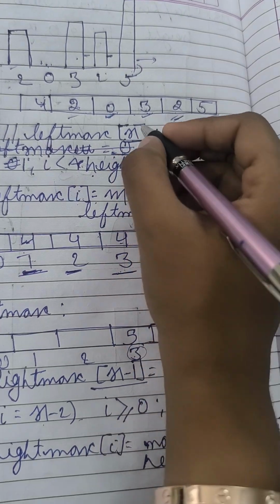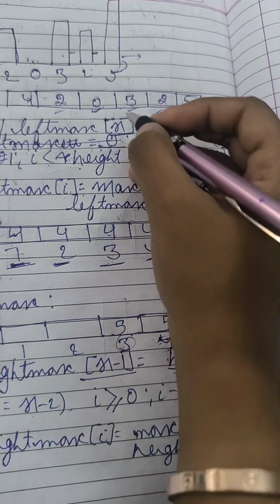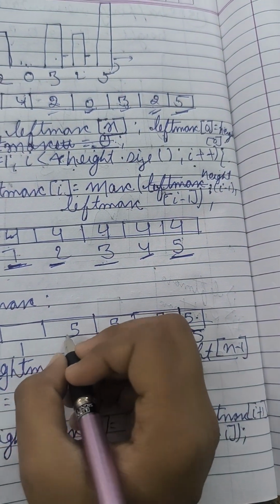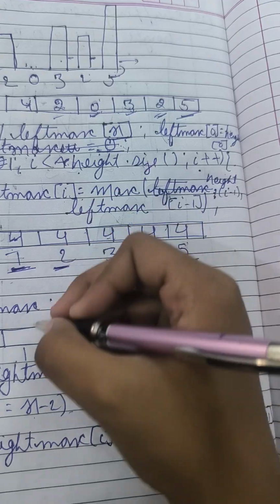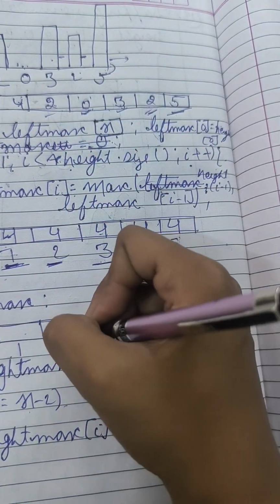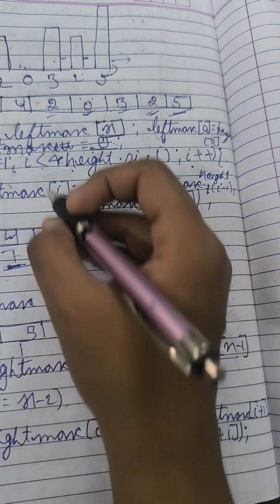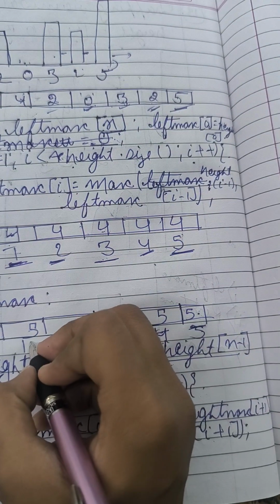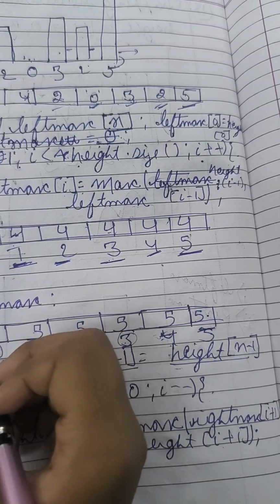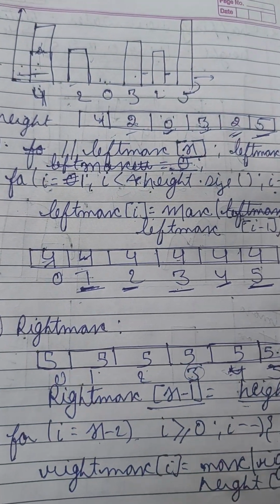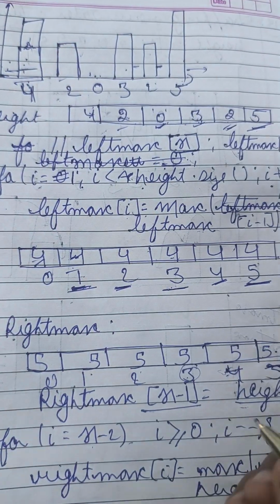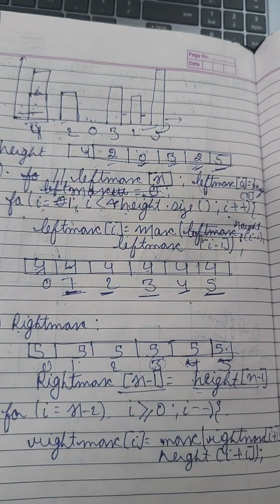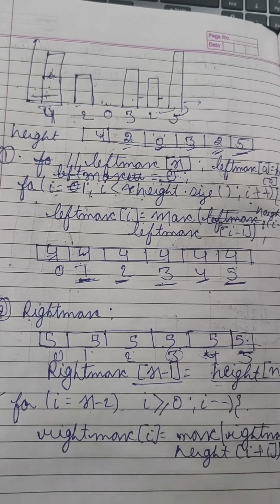So for the 3rd, we will again compare it with this element. So what is the maximum? 5 only. Now moving towards this element, for this also the maximum of these two is 5 only. Then moving towards the last element, we have to take out the maximum of right max I plus 1 and height I plus 1. It's 5. And you have to see from the data also that from left max we got 4 as the maximum, and from the right max we got 5 as the maximum. So we took out the left max and right max.